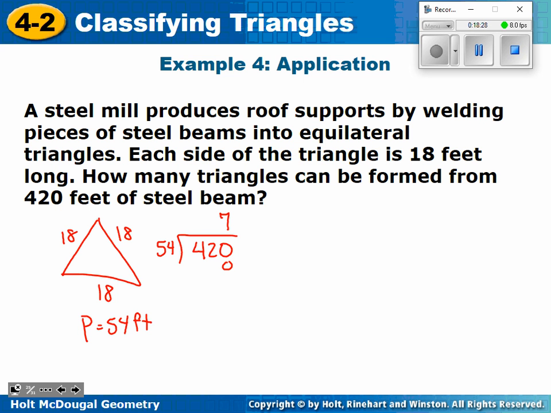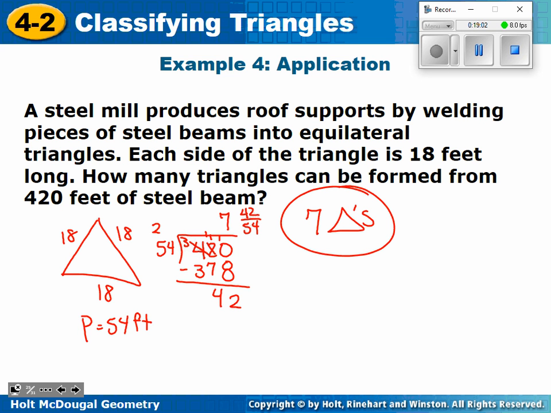7 times 4 is 28. Carry your 2. That's 35, 36, 37. Subtract, and we end up with, check my math, make sure I'm doing this right. Is this correct? Okay, and we could keep dividing, but we're going to be left with 42 out of 54, which we could reduce. And that's all that we can make. So can we make 8 triangles? No, we can make how many? 7. So we would say that we can make 7 full triangles.